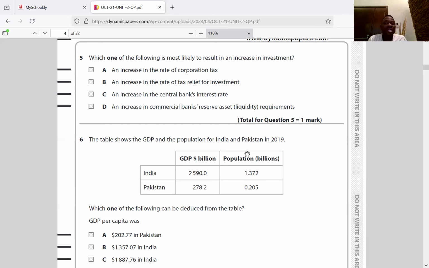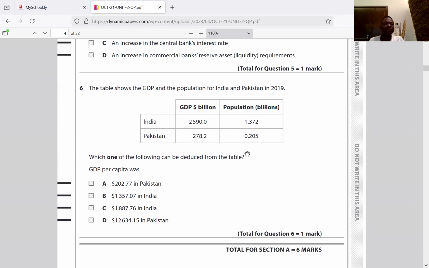An increase in commercial bank reserve assets. If commercial banks start reserving assets, it simply means money supply would reduce, and as a result of that, the price of borrowing would also be expensive because money supply would reduce. So the answer is B.